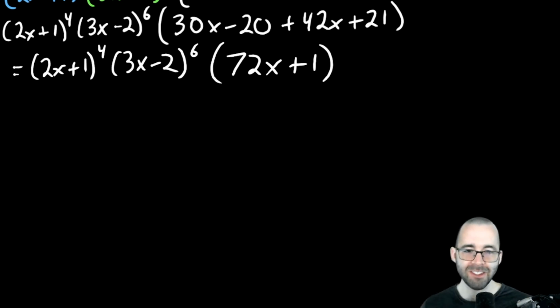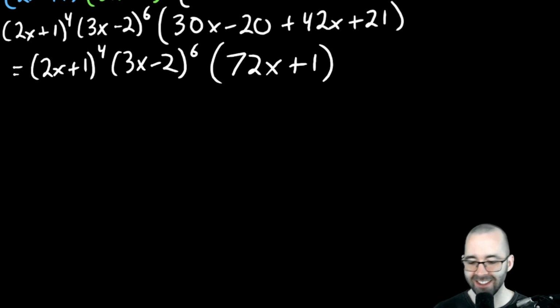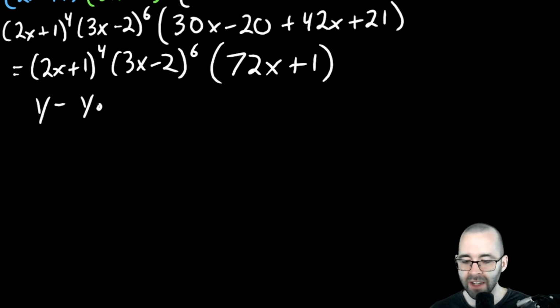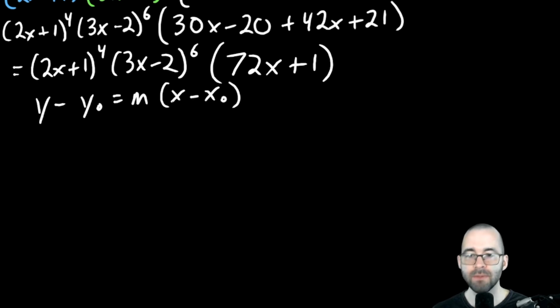And now we need the equation of the tangent line. y minus the y value is equal to the slope times x minus the x value. The x value, I told you, was 1. I also gave you the y value here. I told you the y value is 243. So all that's left is to find the slope.